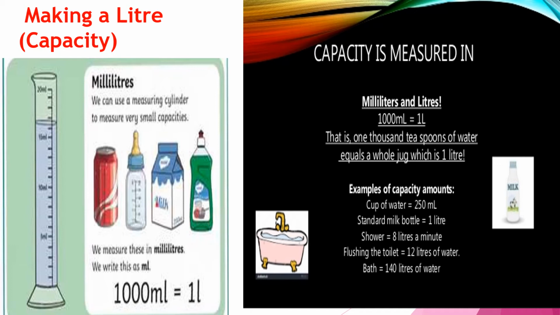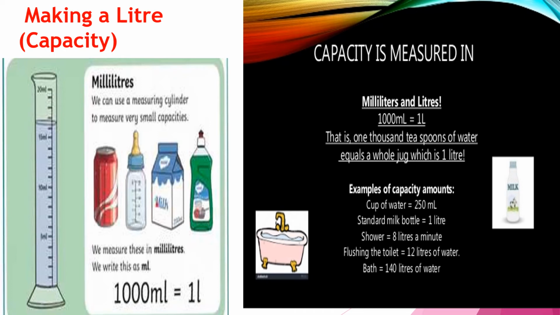Between these two, which one do you think is bigger? 1000 milliliters make 1 liter. So milliliters is the small amount of measurement and liters is bigger. So liters is bigger than milliliters. This is 1000 teaspoons of water equals a whole jug, which is 1 liter.